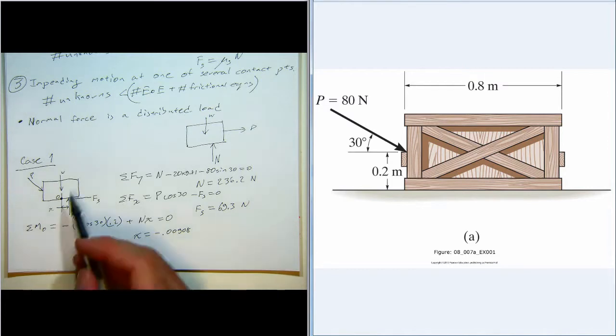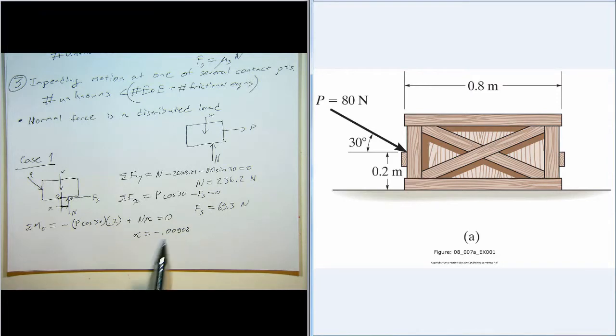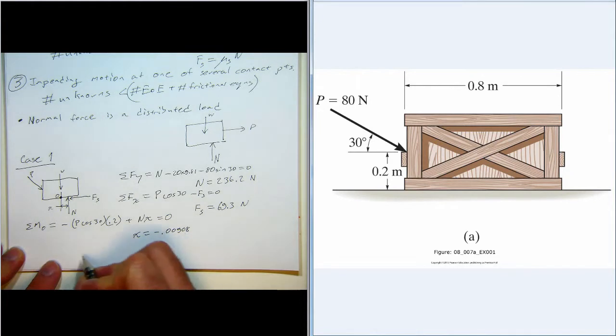So that means that the crate can stay, it won't rotate about O, because this value is less than half the width of the crate. The crate's 0.8 meters wide, so if X was greater than 0.4, then that would mean the normal force would have to be out here in order to balance the moments, which is impossible. So that would mean that the crate would be rotating. But since we found X is less than this distance, then the crate won't rotate. And we also need to check that this force is acceptable.